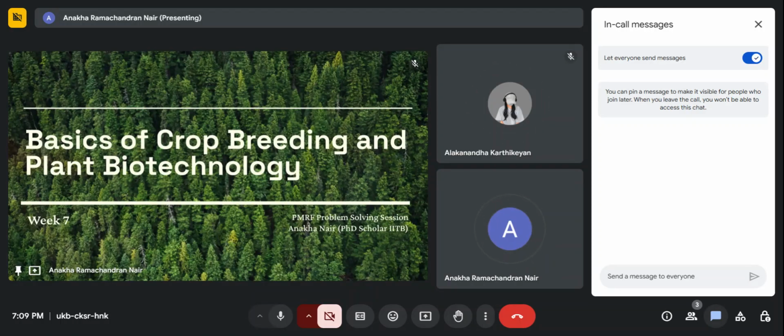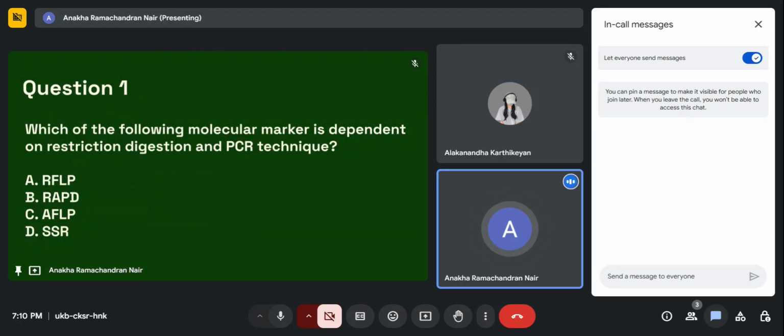So let's go to the first question. Which of the following molecular markers is dependent on restriction digestion and PCR technique? There are four options given: RFLP, RAPD, AFLP, and SSR. Do you have an answer that you think might be right?